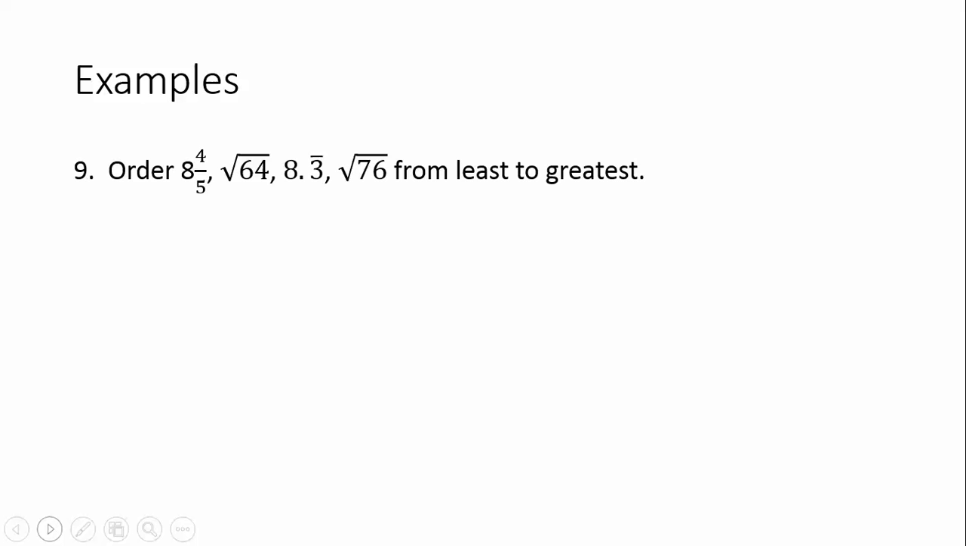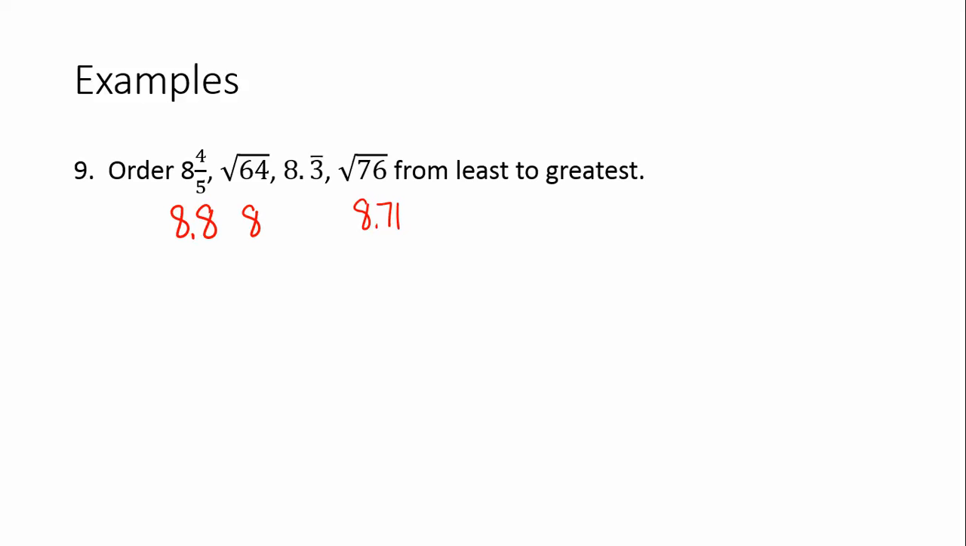Example number 9, we're ordering these from least to greatest, and it's probably easiest if you put these all in decimal form so that you can compare them. So 8 4/5, I know that that's 8.8. If you're not sure, you can do 4 divided by 5 in your calculator. That's 0.8, and so it would be 8.8. The square root of 64, that is a perfect square, and it's 8. 8.3 repeating is already in a decimal, and the square root of 76 in my calculator is 8.71.